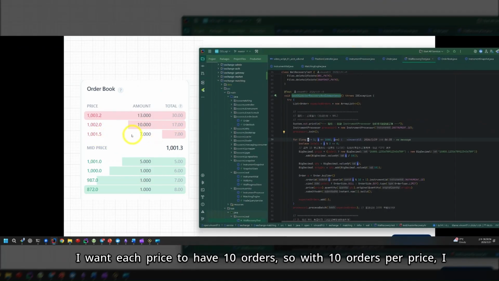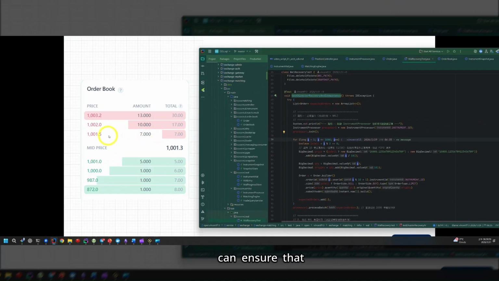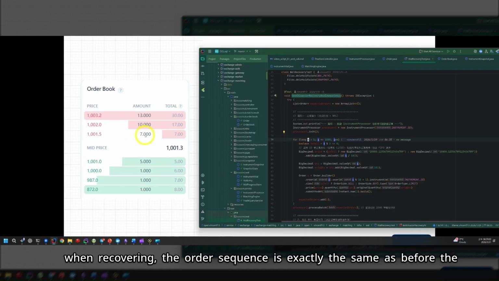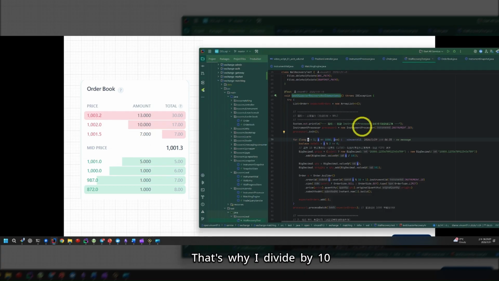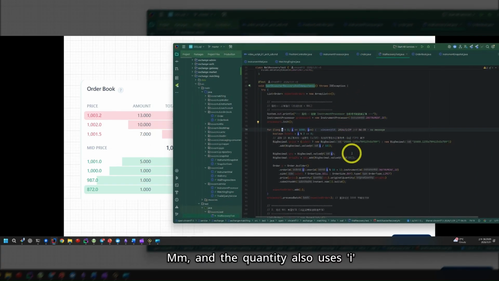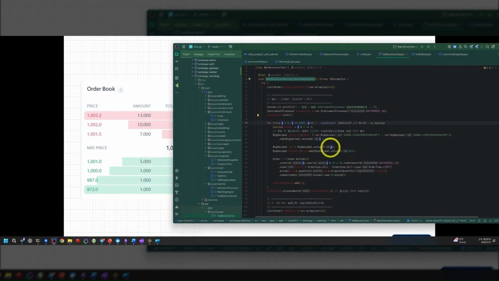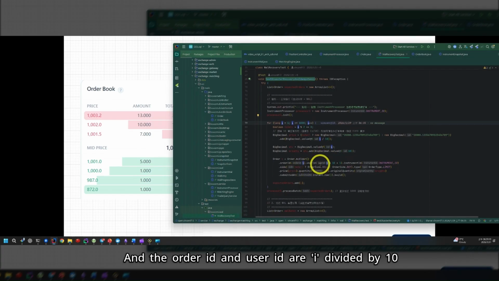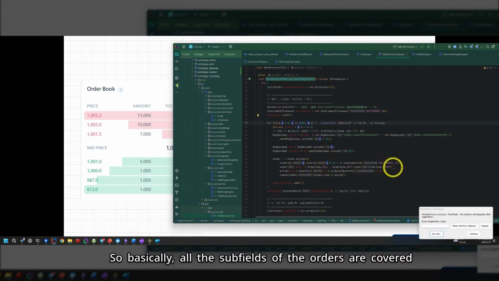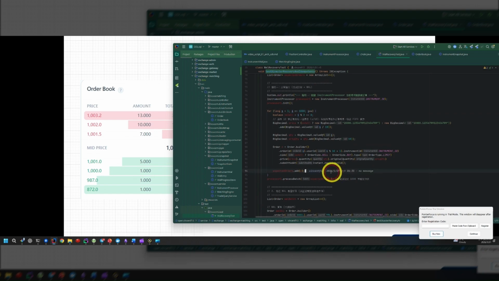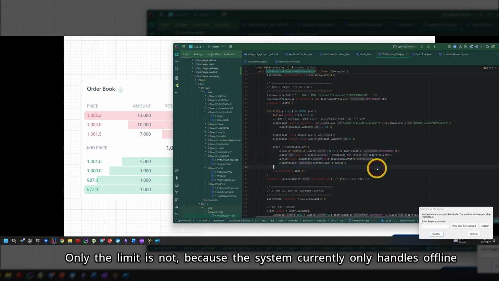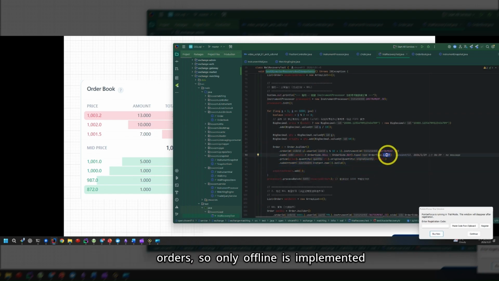So with 10 orders per price, I can ensure that when recovering, the order sequence is exactly the same as before the crash. That's why I divide by 10. And the quantity also uses I. And the order ID and user ID are I divided by 10. So basically, all the subfields of the orders are covered. Only the limit is not, because the system currently only handles offline orders, so only offline is implemented.